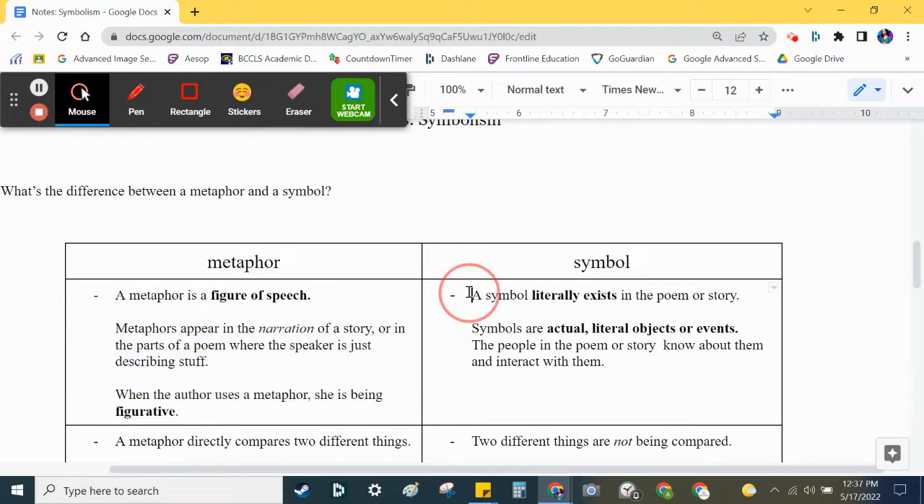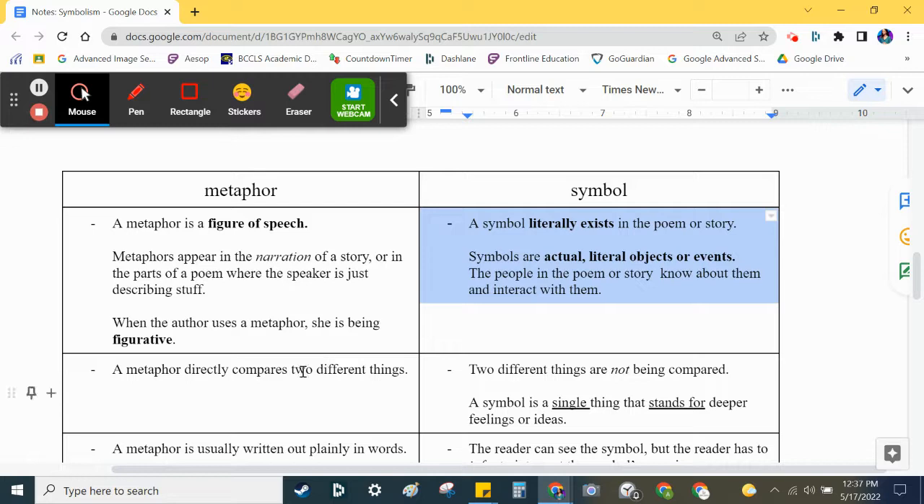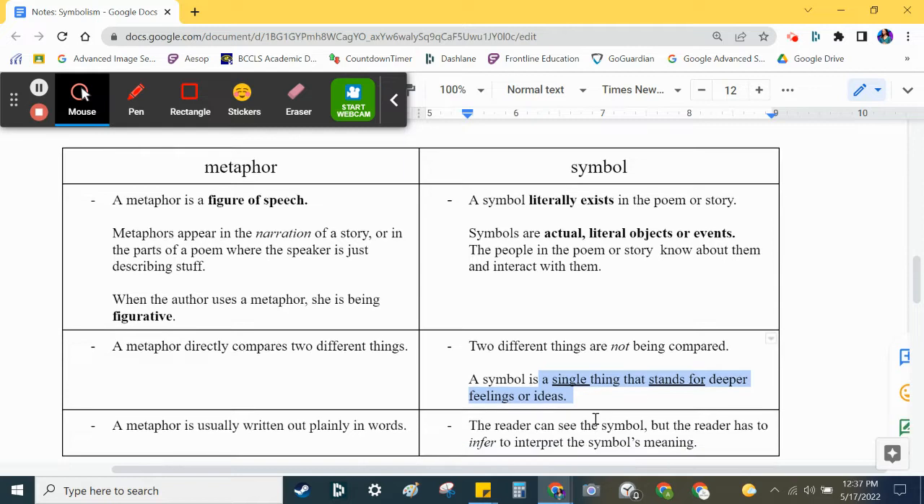But if there is literally a black cat running across the street in the poem or story, then it could be a symbol. It's something that's literally in it. When the author makes a metaphor, you know the two things the author is comparing. So her eyes were as dark as a black cat. You can say the author's comparing eyes and a black cat. If it's a symbol, there's nothing being compared to anything. It's just a single thing that stands for deeper feelings or ideas.